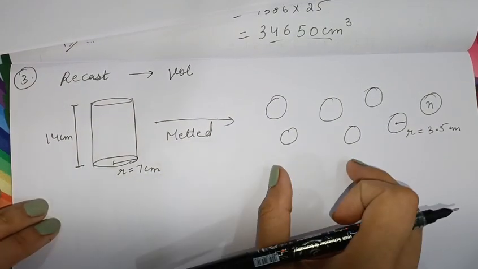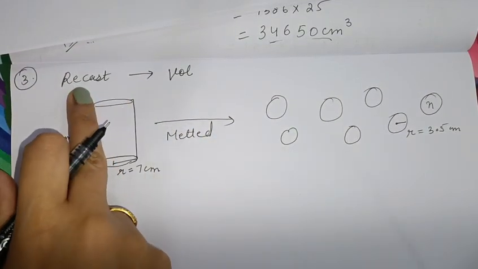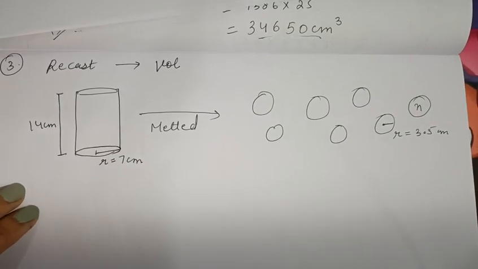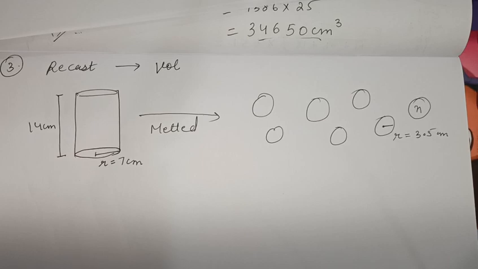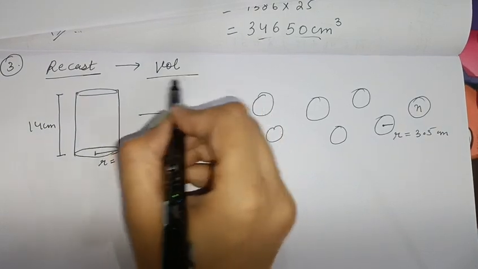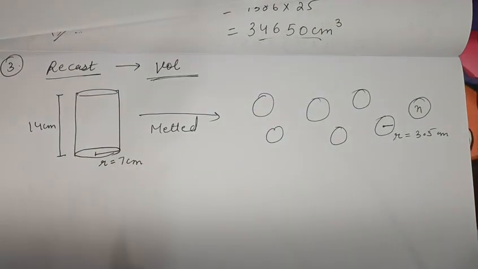So if recasting is there, I already told you what you have to do. You have to use the volume formula, because here we have surface area formulas also and we have volume also. So many times students get confused about which formula to use, because clearly it is not mentioned to find surface area or find volume. So the word recast means you have to use volume.